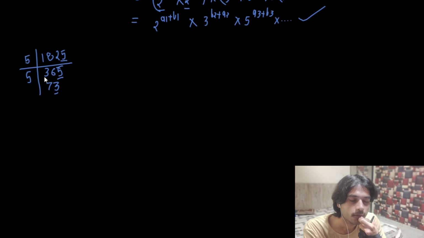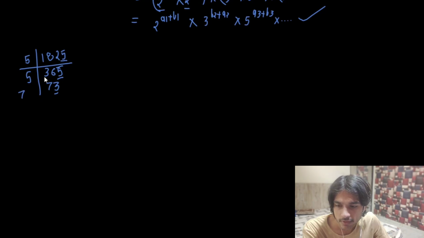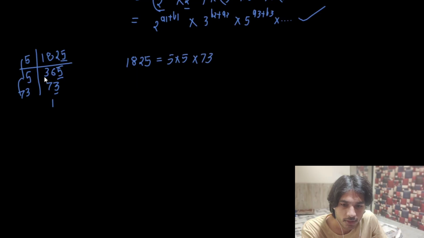So not 3, not 13, not 14, not 15, not 16, 17, not 18, not 19, 20, 21. Yeah, so I think it is a prime number. So this is going to be 73. So when we have to write 1825 as a product of primes, so simply the prime factorization of 1825, we are simply going to take these numbers that we have calculated on this side. So it will be 5 multiplied by 5 multiplied by 73, that is equal to 5 square multiplied by 73.